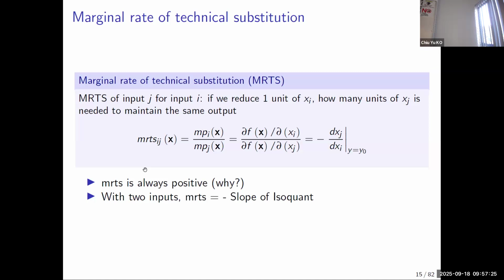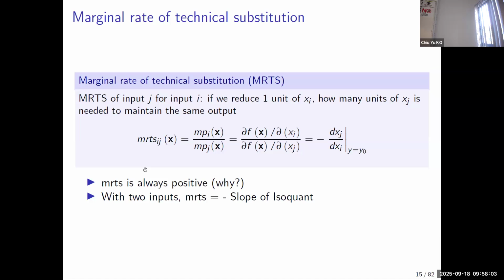So the marginal rate of technical substitution, we have T here because it represents technology. It's like MPi over MPj. What does that mean? What does MPi stand for? MPi stands for: if you increase or decrease 1 unit of i, how much output you're getting or losing. It's differentiable, so it doesn't really matter which way you go. Whether you are increasing 1 more unit or decreasing 1 unit, it's the same thing.